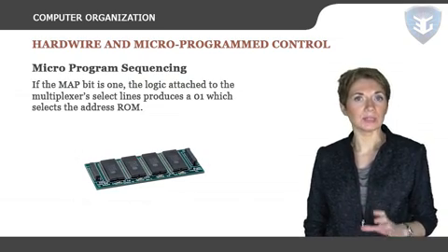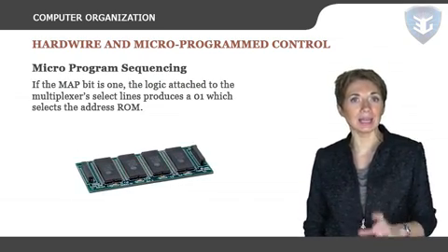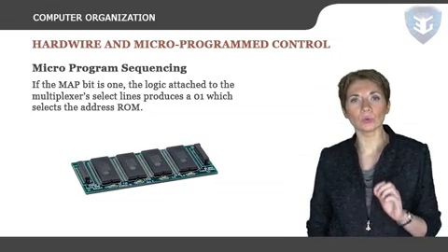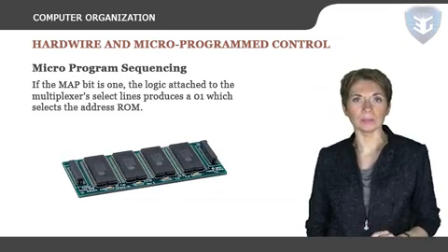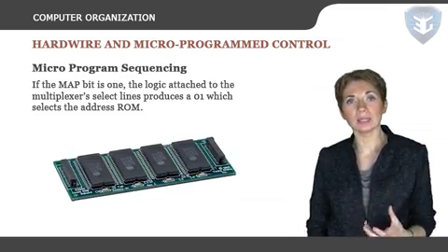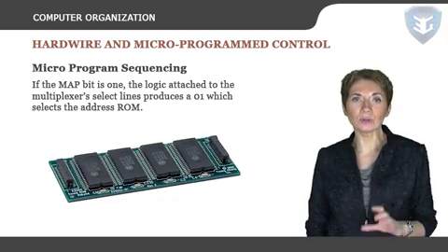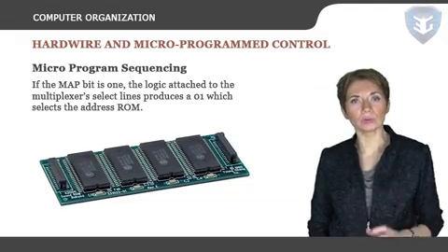If the map bit is 1, the logic attached to the multiplexer's select lines produces a 0-1, which selects the address ROM. Therefore, the address of the microroutine corresponding to the instruction in the outer machine's instruction register will be channeled to the control ROM.